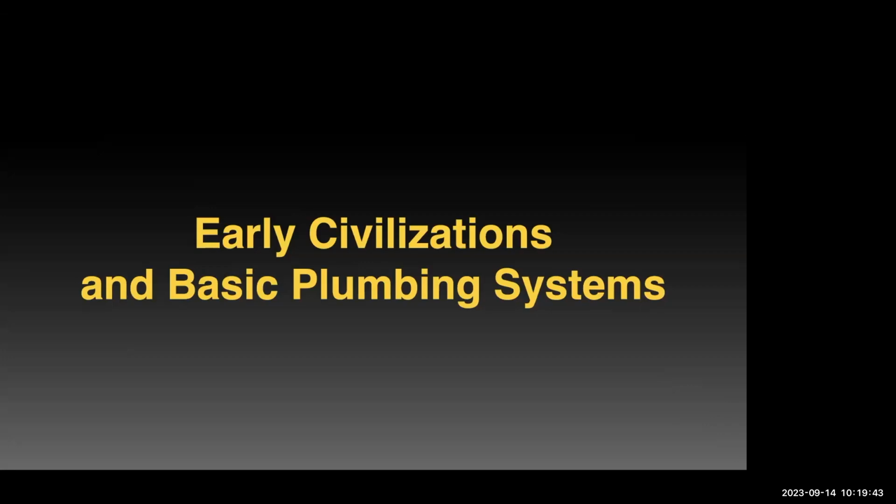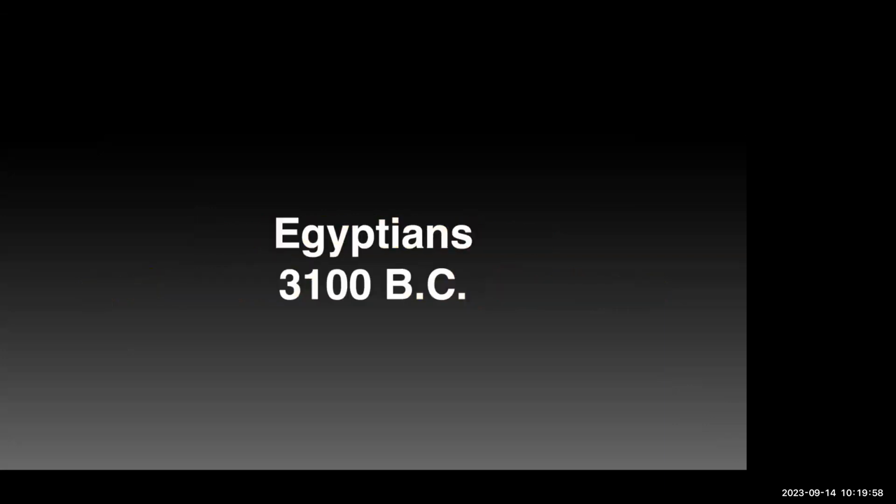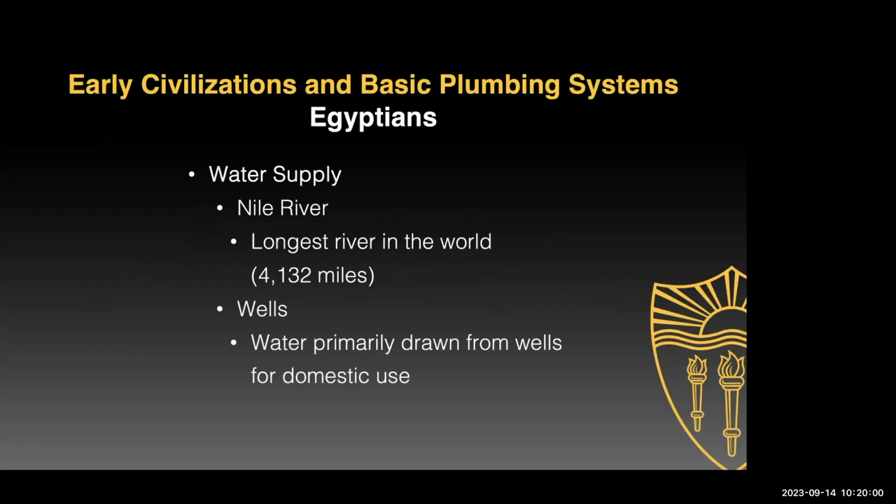So we talked about how important water is to living. Well, how did we get to the point now where water is everywhere, touches everything? So let's start looking back at just some early civilizations and how they used water. So we'll start with the Egyptians. The Egyptians had a noteworthy plumbing system for their time.